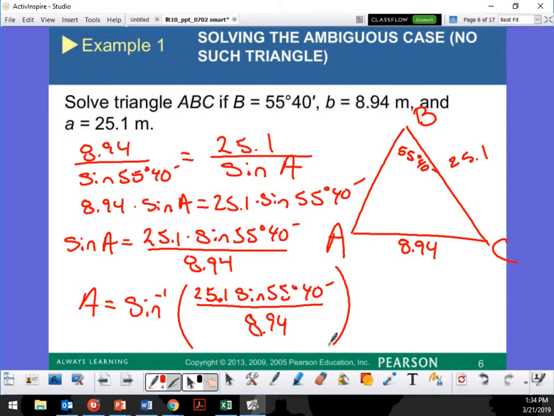Okay. What did you get when you did this? Undefined. Now, there's a reason for it. If it's undefined, that means it's greater than 1. So what do you know about this triangle? It's not a triangle, is it? There's no triangle for this one, because this one does not exist. And I'm going to show you guys why, so I'm going to go to the next page.